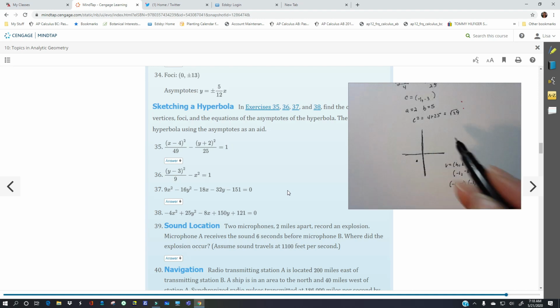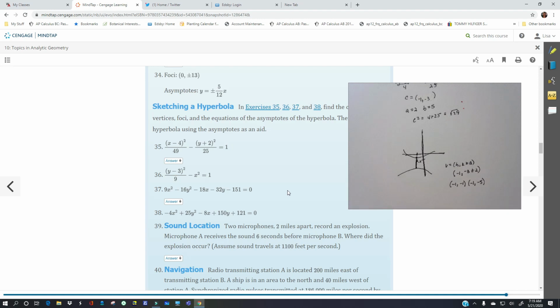So if this is my center, right, this is -1, here's -1, and this is -3. Okay, so anyway, if I go over -1, -1, I'm going to have a vertex there. And if I go over -1, -5, I'm going to have another vertex here. Right, so there's my major axis there, or my transverse axis, I should say. If this is a vertex here, then I know this is going to open up and down like that, right?